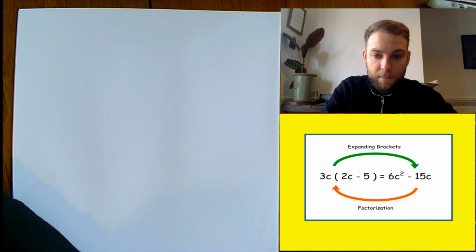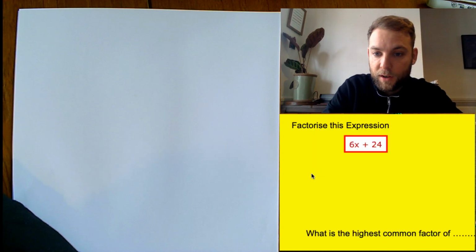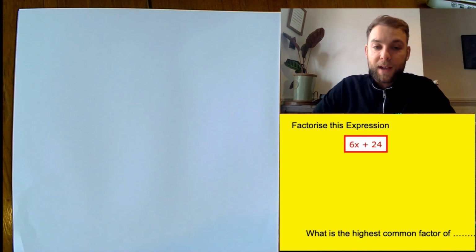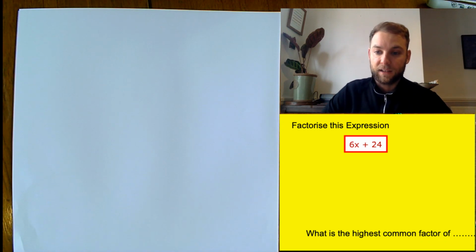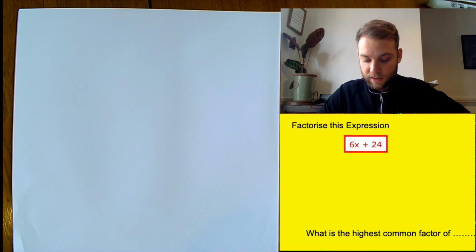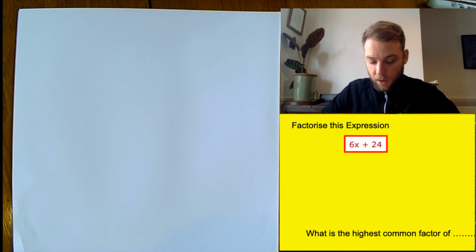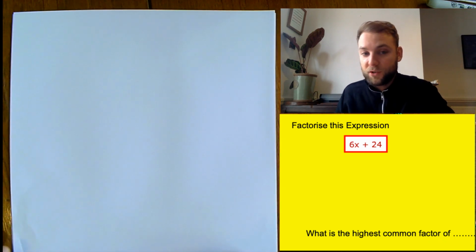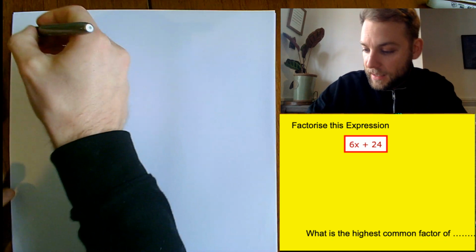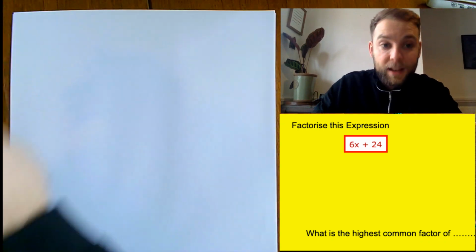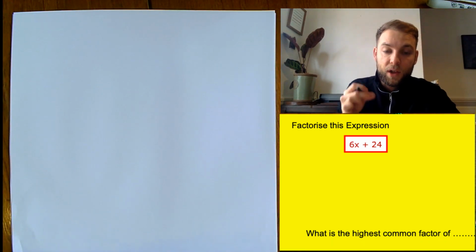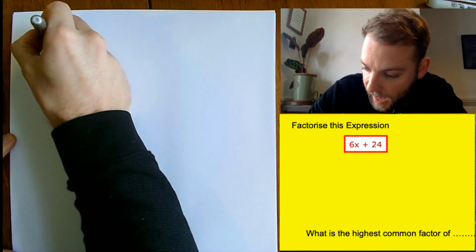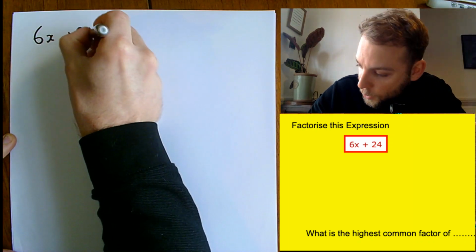So let's just carry on with our first question. So let's have a little look at this then. Factorise this expression. The thing we've got to be asking ourselves is, what's the highest common factor of 6x and 24? Now you don't have to do this every time. I think a lot of people can just see these questions usually. But let's have a little look at both of them. Now remember to get this down in your notes. The only way to learn maths is to do it. So here we've got 6x plus 24.